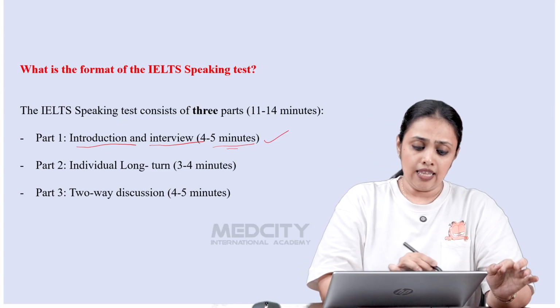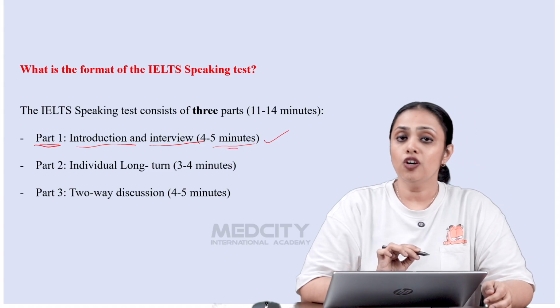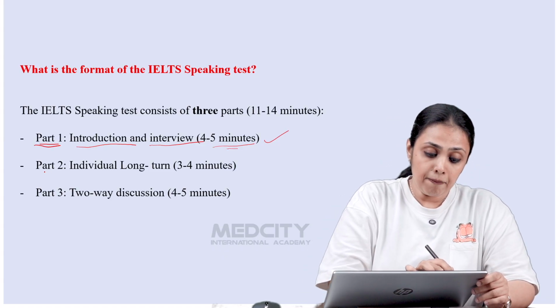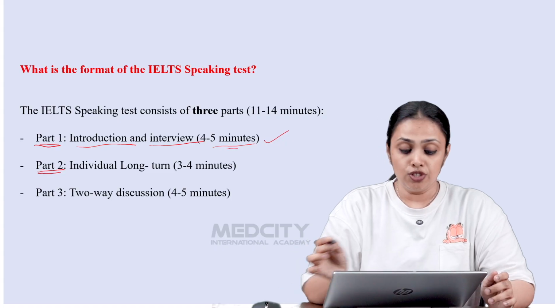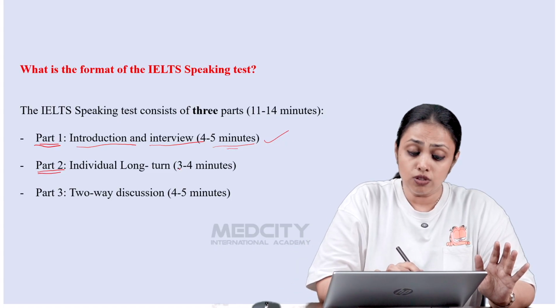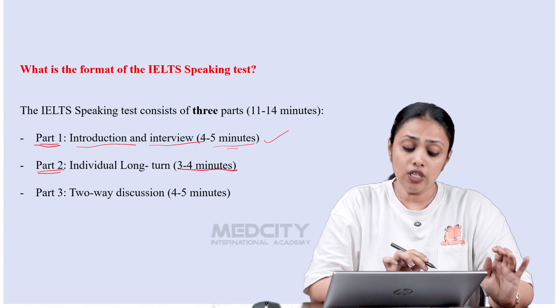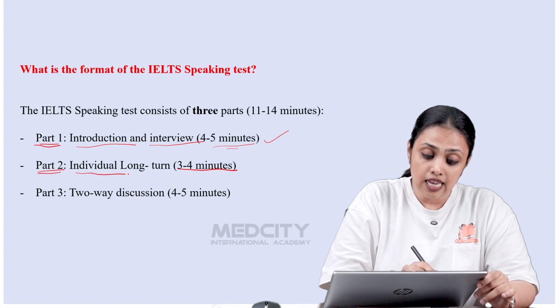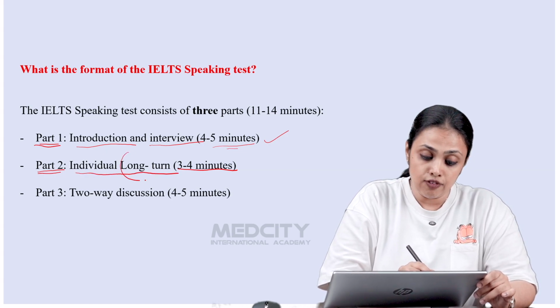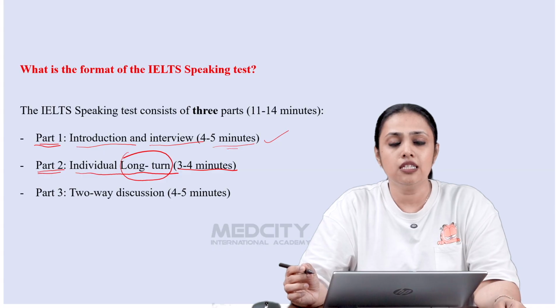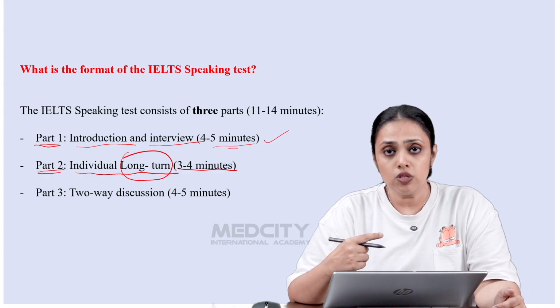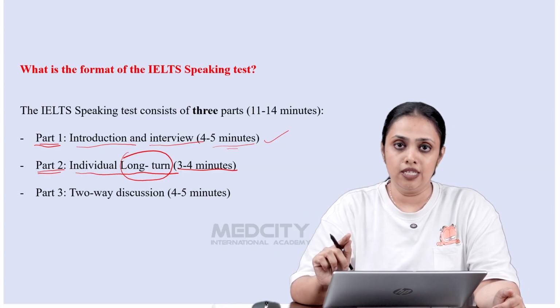Okay, so that is part 1. You get questions on familiar topics. Then part 2. The duration of part 2 is about 3 to 4 minutes. Now, what is part 2? It is called the individual long turn. As the name indicates, the candidate needs to speak continuously for about 2 minutes.